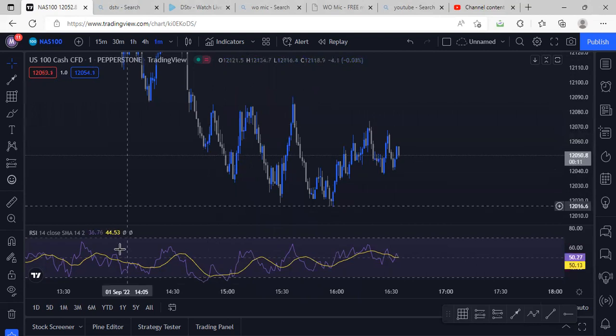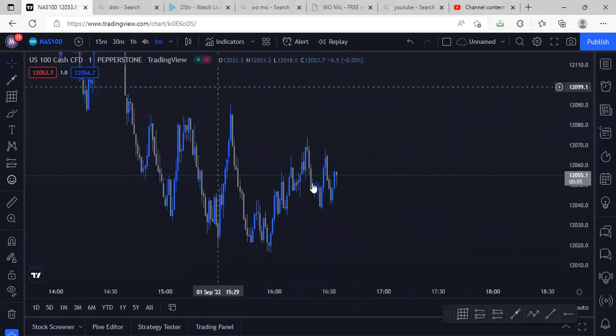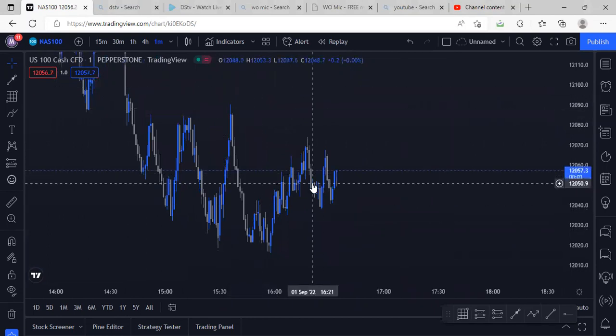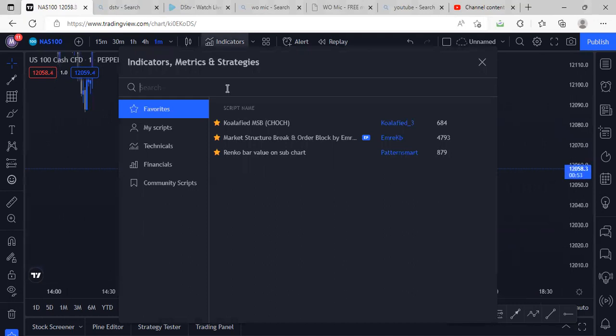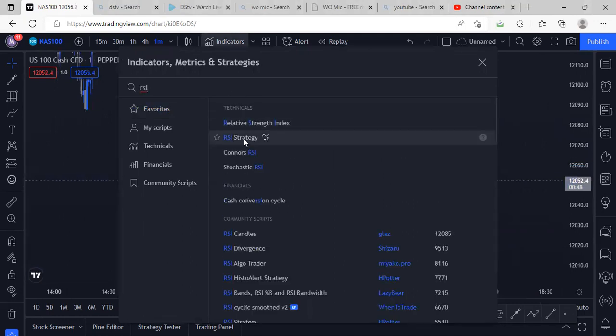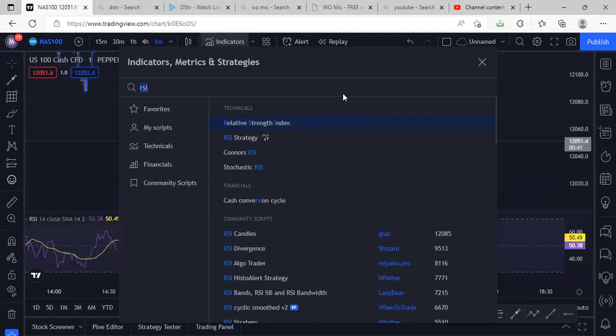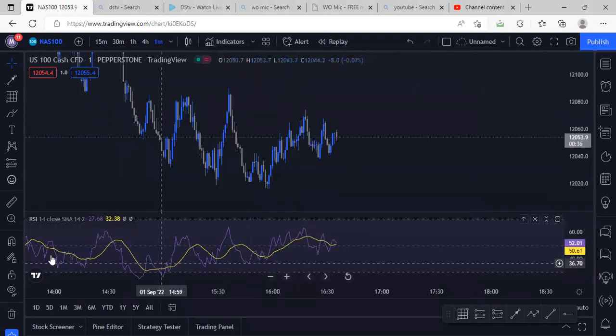What's happening is you're going to, let me just remove this right here. If you don't have TradingView, that's still okay. You can still use the MT4 platform, depending on the broker that you're using. So you're going to go to indicators, right? And then just type in RSI, and don't choose the RSI strategy, choose the first one, the RSI index. And click it. Maybe you might want to put it in favorites, who knows? And then this is what's going to pop up.